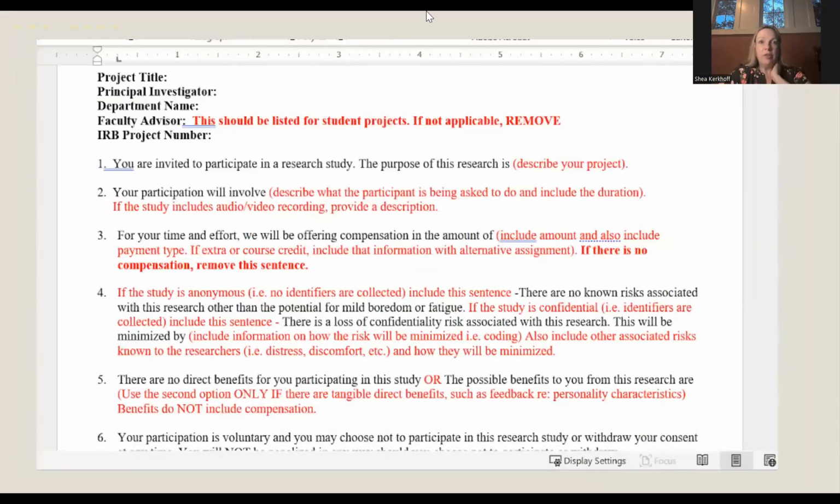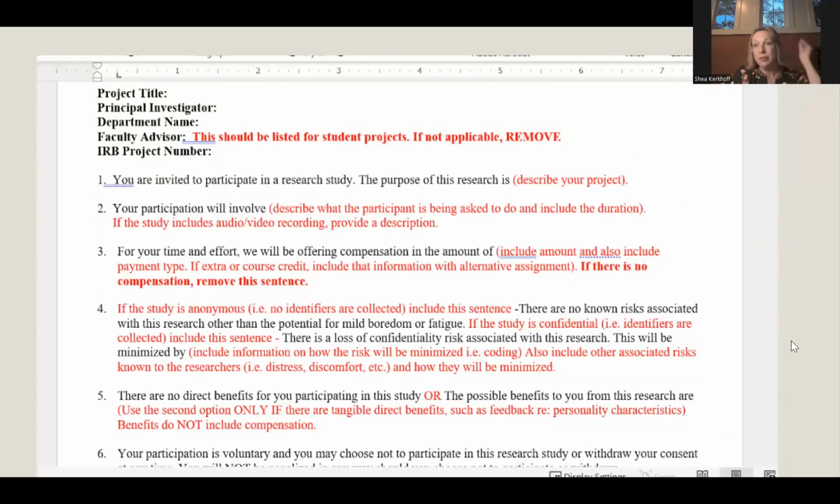This is what the consent form template looks like. Everything in red is what you would change to fill out to be your information. Please use the templates from UMSL. It will save you a lot of time.